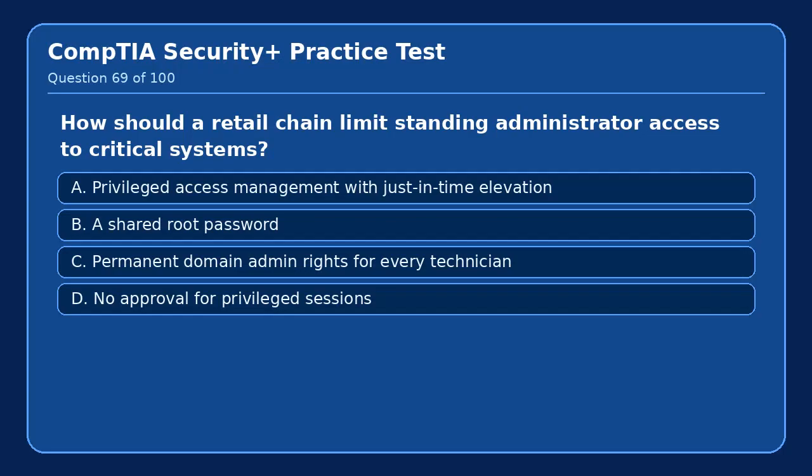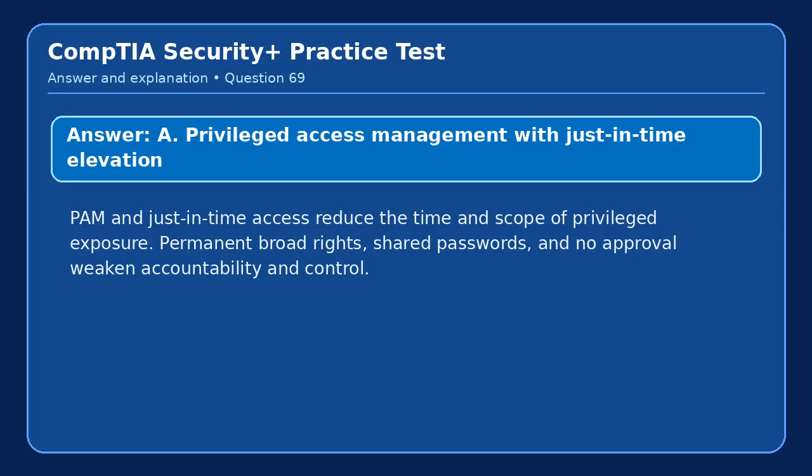The answer is D. Number matching or phishing resistant MFA. Number matching and phishing resistant methods reduce accidental approvals and push fatigue risk. Disabling MFA, approving every prompt, and shorter passwords weaken authentication.